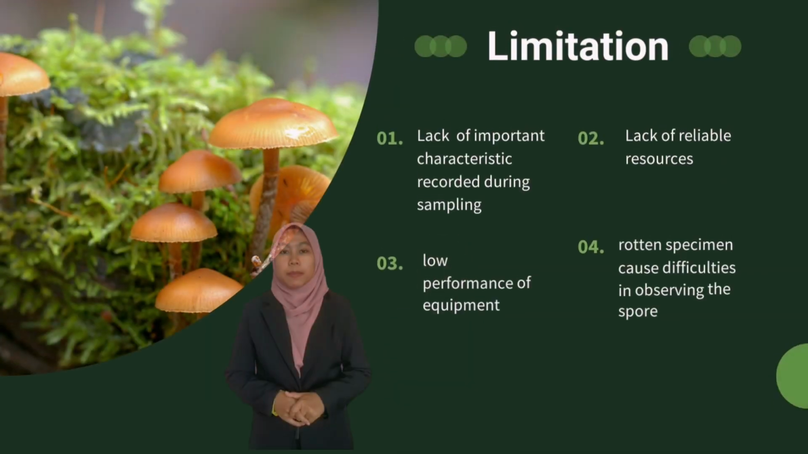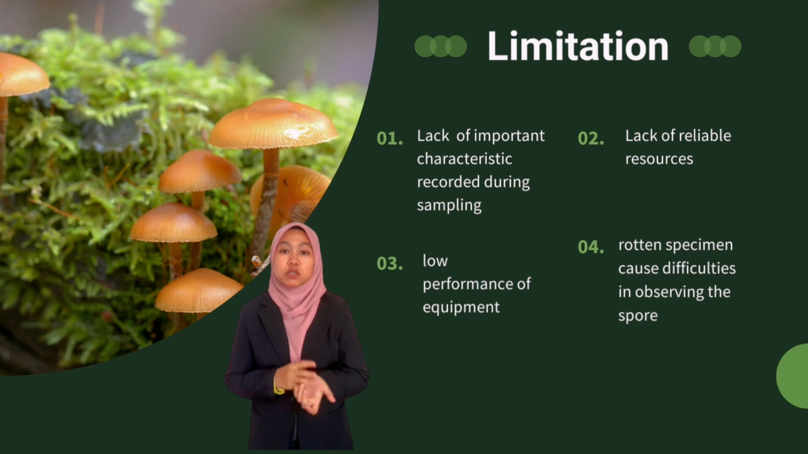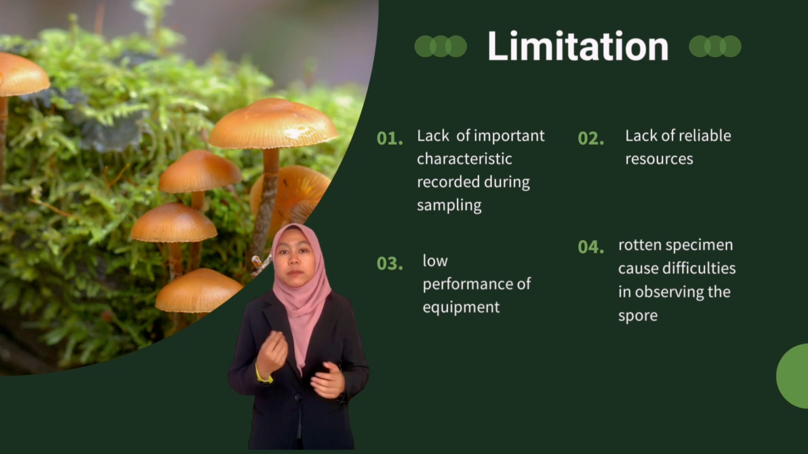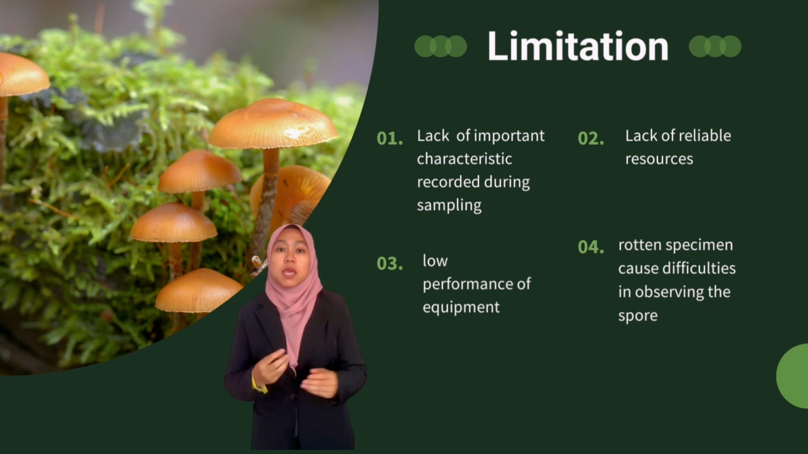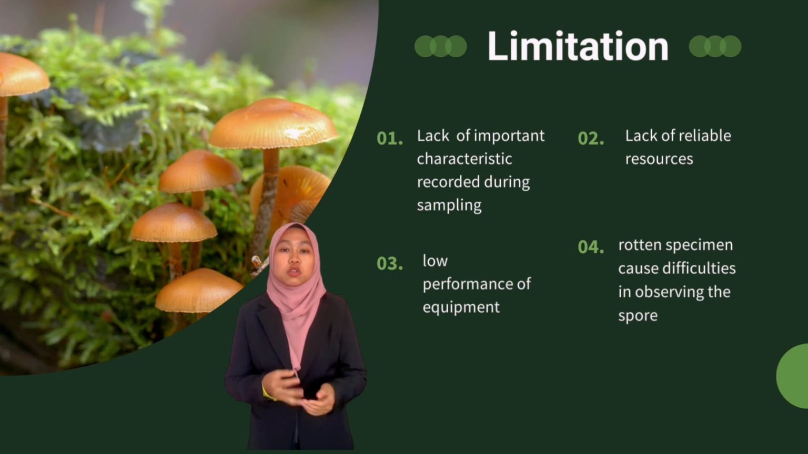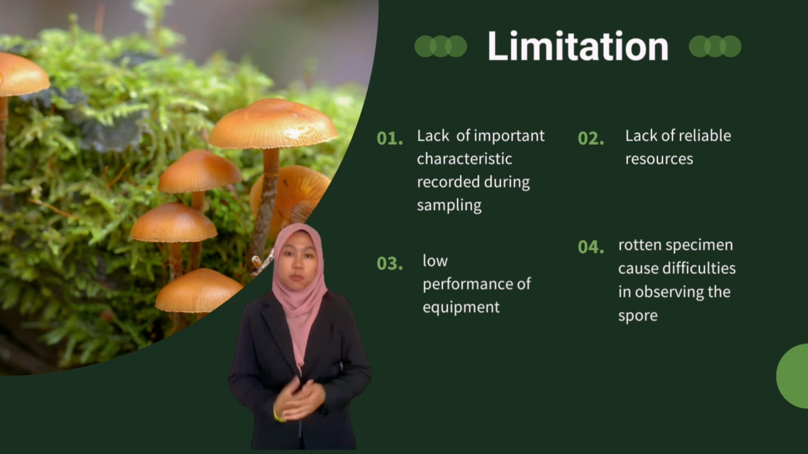The identification of fungi in this study was found to have many shortcomings, which caused the identification to be only up to the genus. This was caused by the lack of important characteristics of macrofungi that need to be recorded when sampling activities were carried out. And also, the lack of reliable resources and low performance of equipment used, such as the light microscope and scanning electron microscope, also contribute to the difficulty in identifying species. And last but not least, the rotted specimens also contribute to the difficulty in observing the spores.